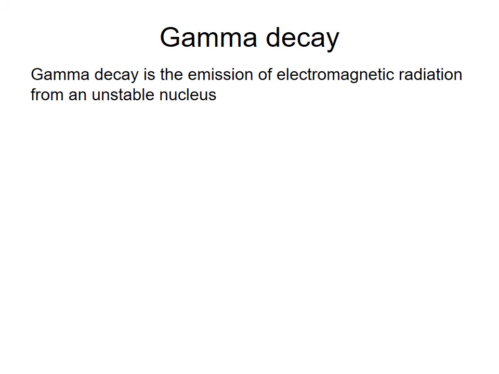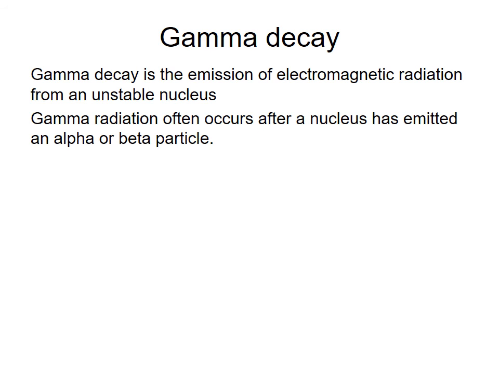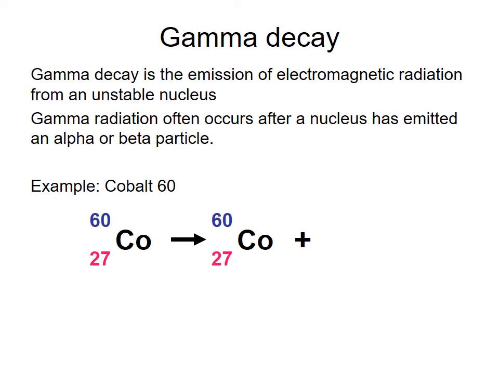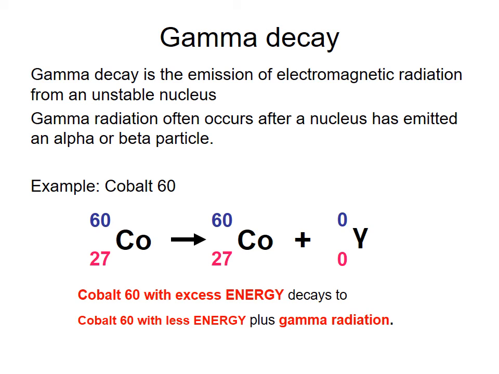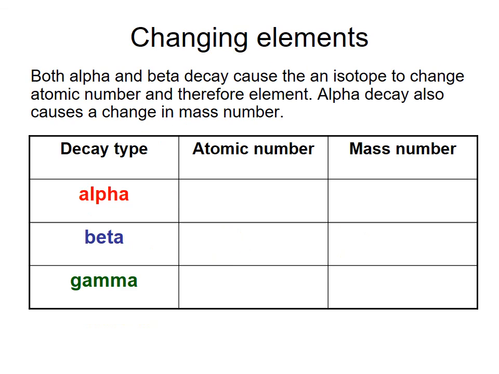Okay, final one is gamma decay. Gamma decay is the emission of electromagnetic radiation from an unstable nucleus. Usually it also emits along with an alpha or beta particle. The example being cobalt-60, which emits gamma radiation. Notice, of course, that there's no change in the element, no change in proton number, and no change in mass number. Basically it's just releasing excess energy, so it just goes into another form of cobalt which has less energy.